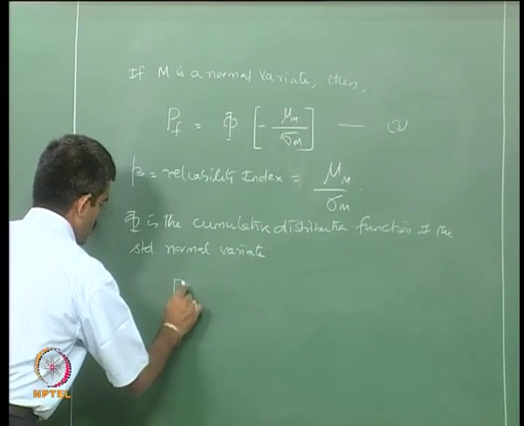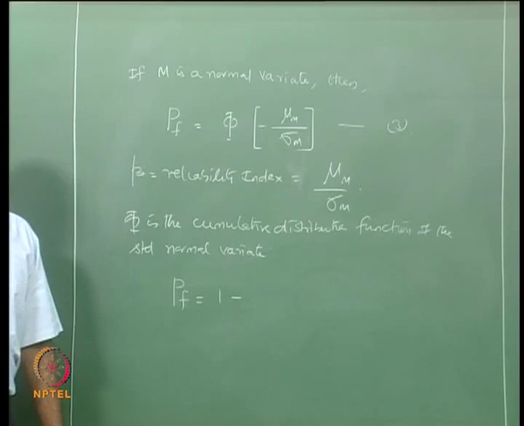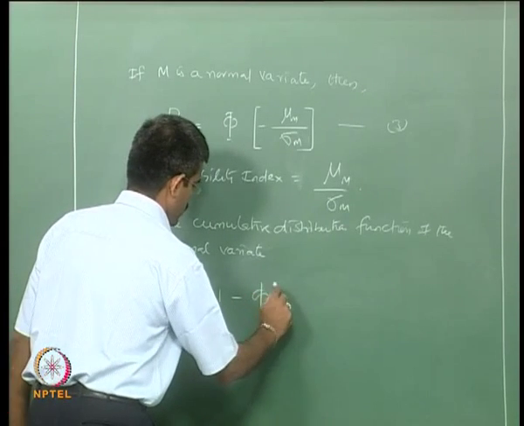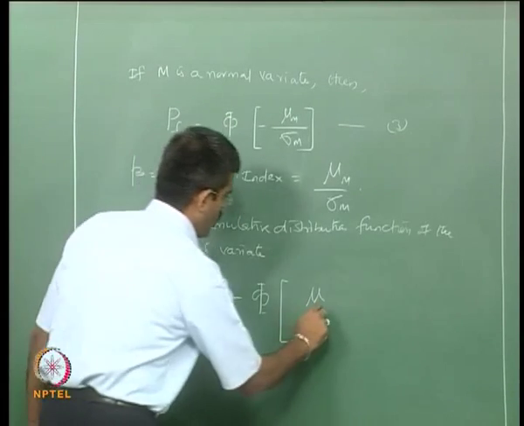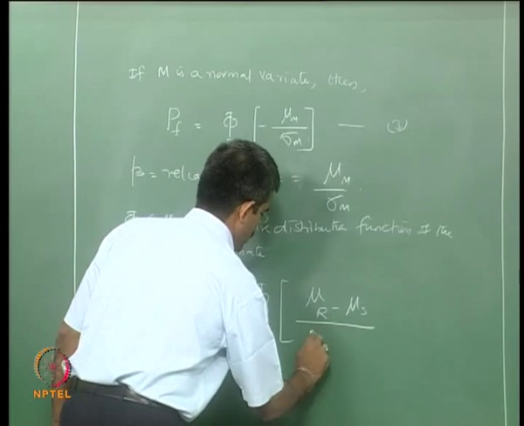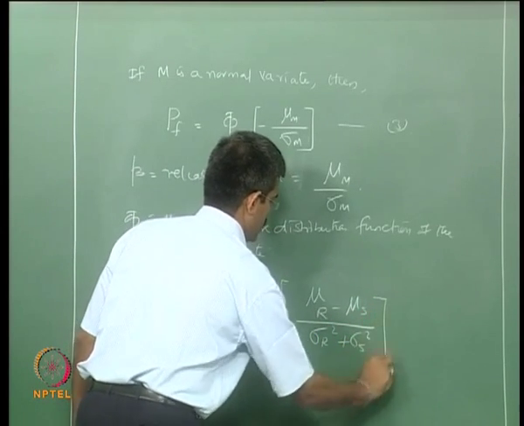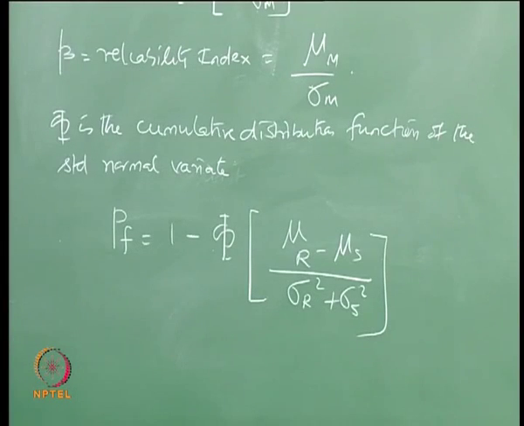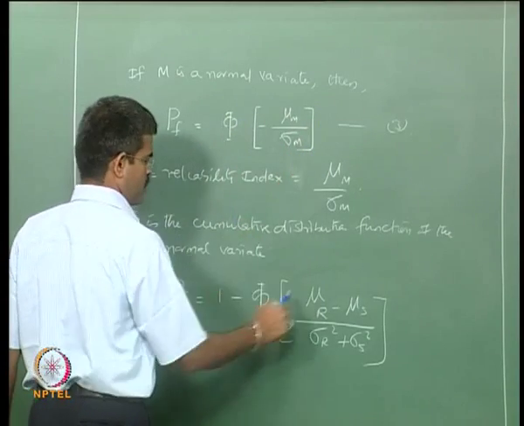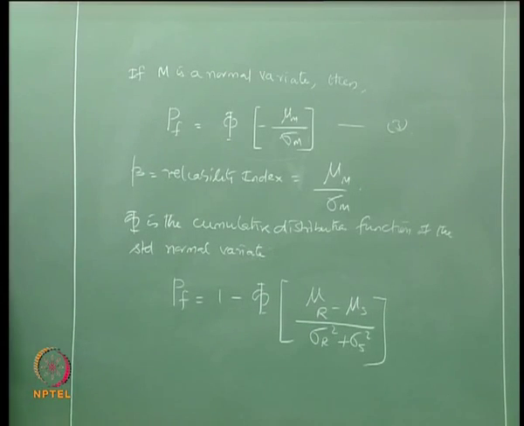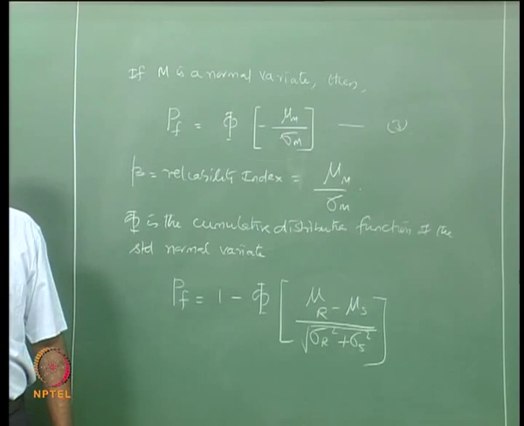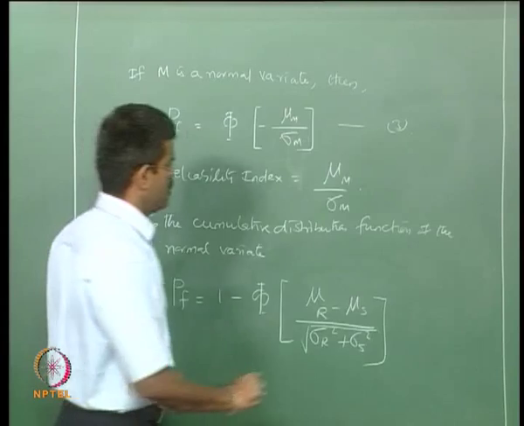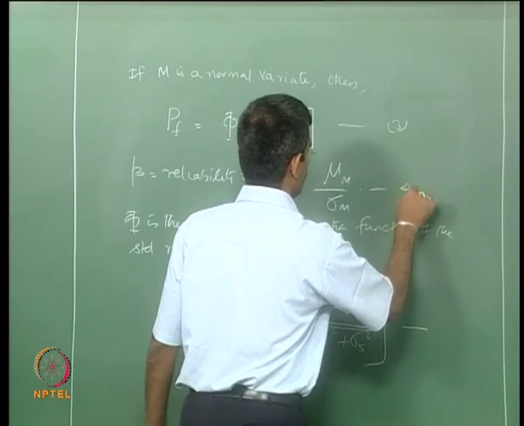Okay. I can substitute for mu M and sigma M as we saw from equation number 2. So, the probability of failure can be 1 minus phi of mu R minus mu S by the root of sigma R square plus sigma S square. Phi of minus any value can be written as 1 minus phi of that. I call this as 4, this as 5.